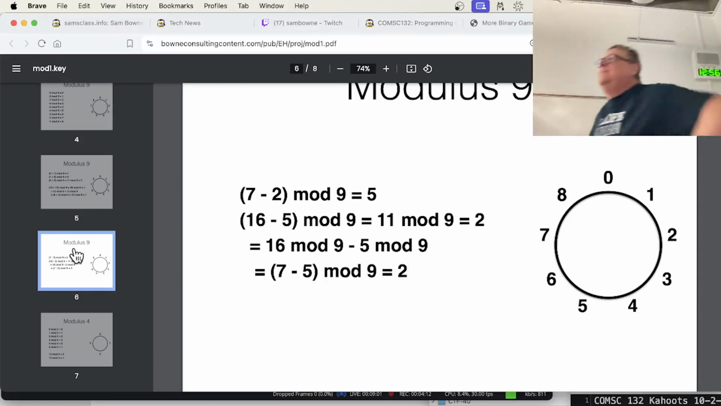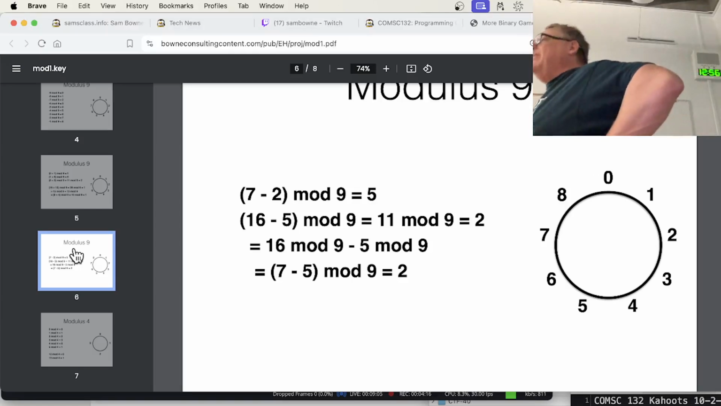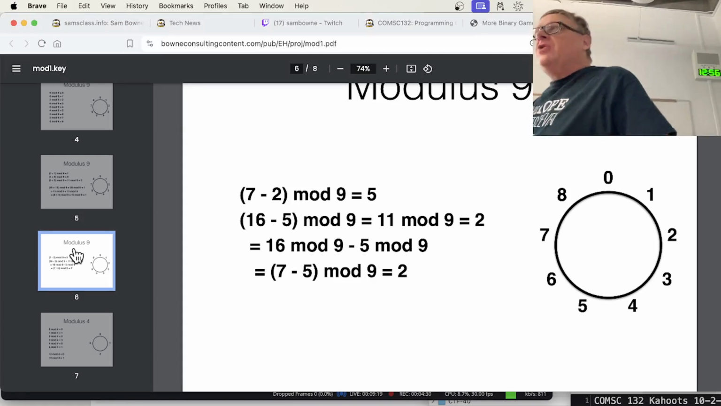Yeah? So, in 7 minus 5 mod 9 equals 2, why do we need the mod 9? Oh, well, you have to state, I'm doing arithmetic modulus something. Normally we do arithmetic on an infinite number line, so numbers can get as big or small as they need to. But when you choose to do modular arithmetic, you're doing math on a ring.